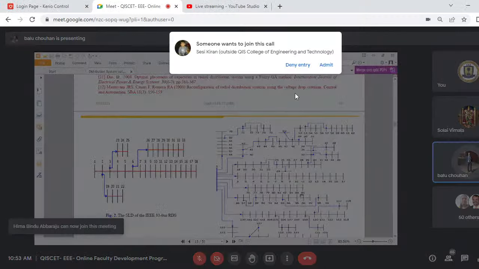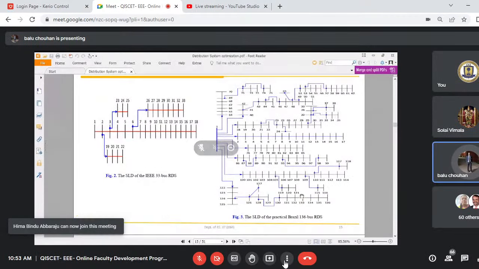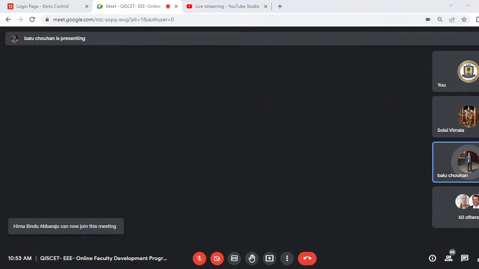If any one of you are interested, you can go through these three references. Those are very helpful as far as the data is concerned. As Balu has told, references 10 and 11 are for the IEEE 33 bus, and reference 12 you can get for the 136 bus, that is the Brazil system. This is a large system, so you can adopt it.